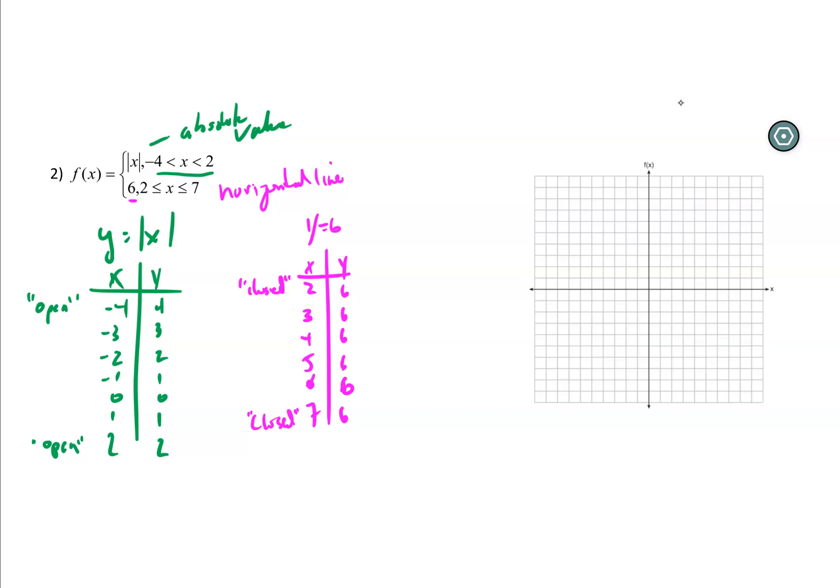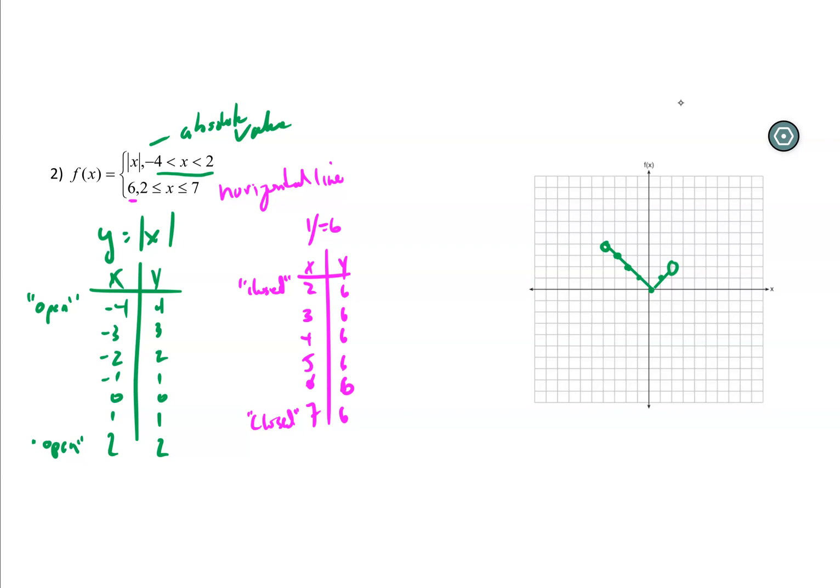All right, so let's go to graph these parts now. So I got -4, 4. It's right here. Oops, again, that was an open circle. We've got -3, 3, -2, 2, -1, 1, 0, 0, 1, 1, 2, 2, and again, that was an open circle there. All right, so if I connect those dots, I get that.